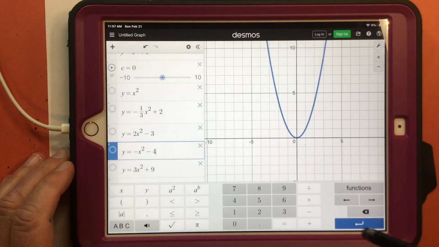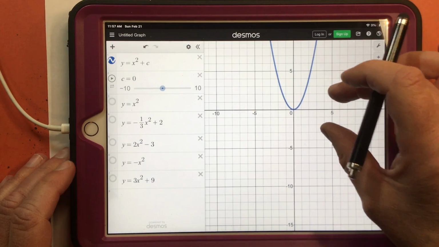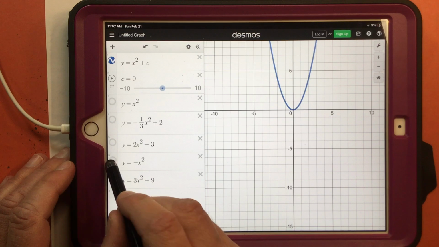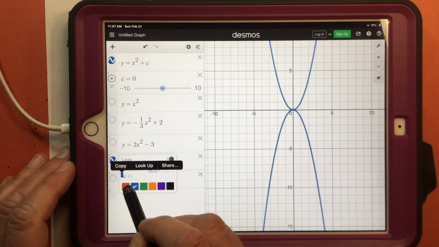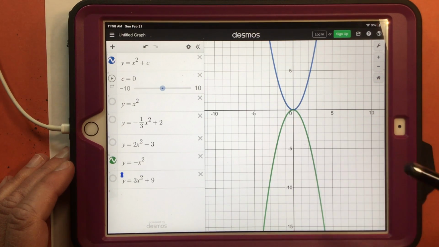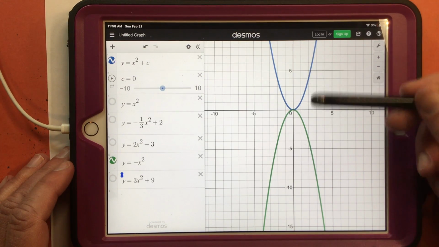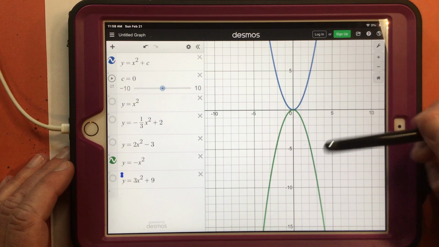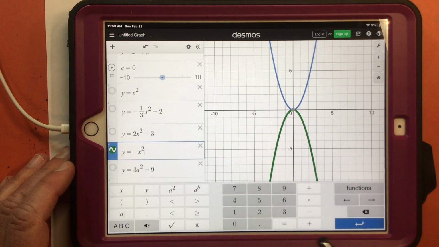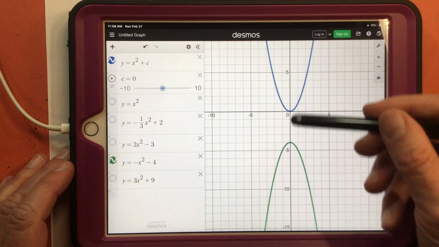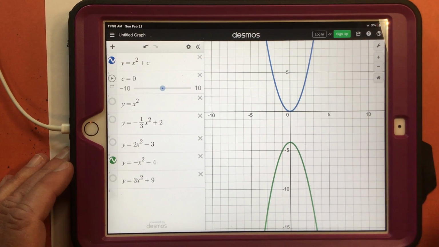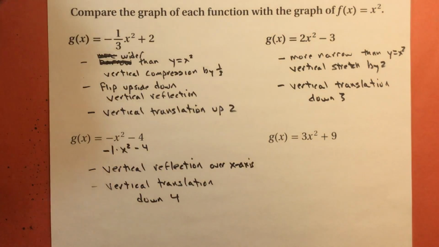So let's take a look at this one, and I'll even start off with it like this. So here's negative x squared, here's my positive x squared. So boom, and I'm sorry, I don't want it to be the same color. Let's go green, okay? So this blue graph flipped down to the green graph. And when I subtract 4 now, it moved it down 4.